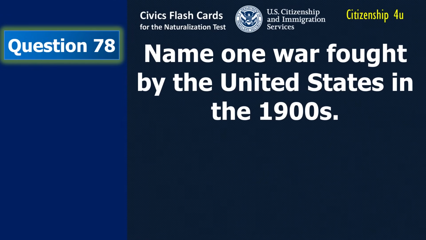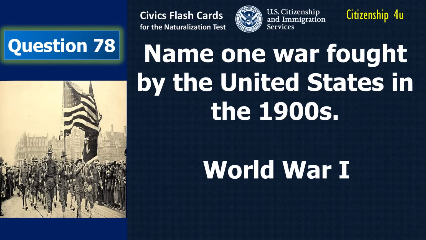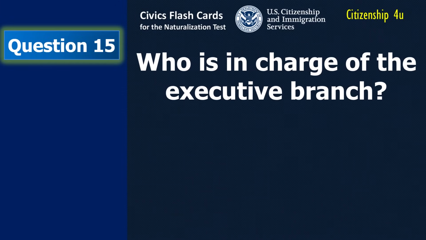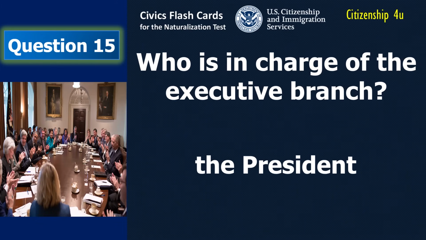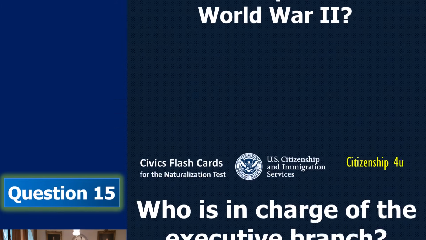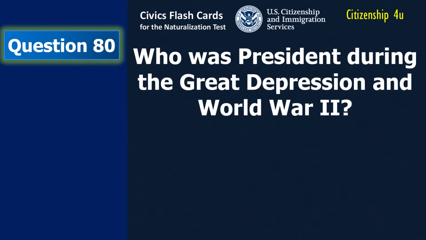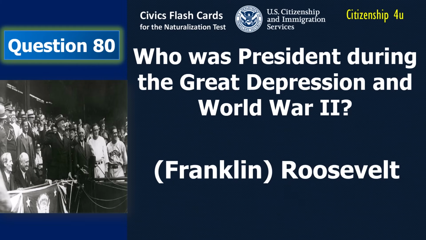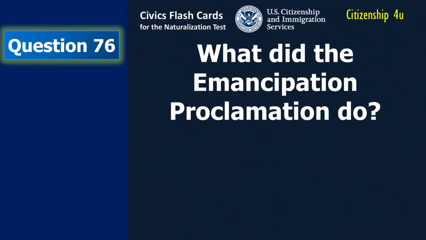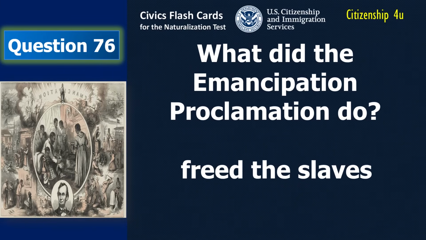Name one war fought by the United States in the 1900s. World War I. Who is in charge of the executive branch? The President. Who was the president during the Great Depression and World War II? Franklin Roosevelt. What did the Emancipation Proclamation do? Freed the slaves.